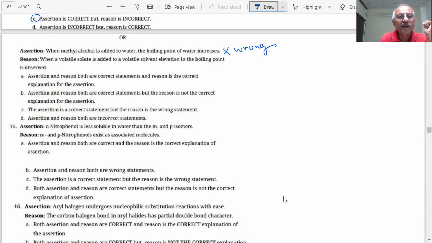Reason: when a volatile solute is added to a volatile solvent, it is saying elevation in boiling point. This is also wrong, because elevation happens when you add a non-volatile solute. It is volatile. Both are wrong. What is the answer then? Assertion and reason both incorrect. Answer is D.